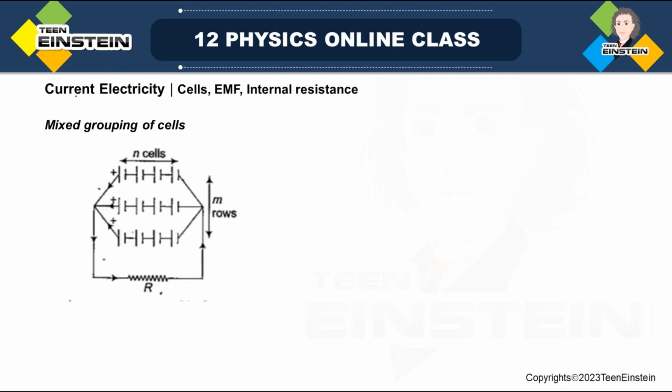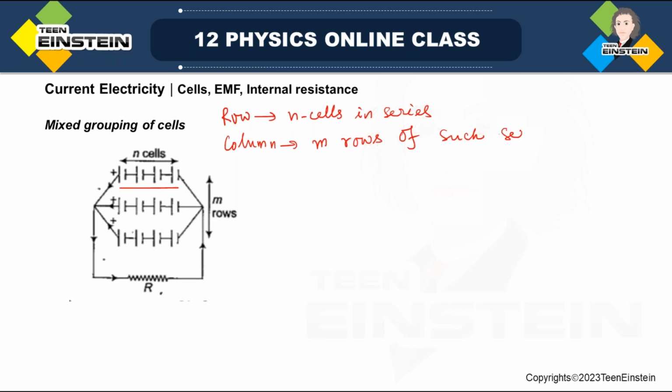So in case of mixed grouping, as you see, there are n cells in a row, n cells in series, and m such rows are there, m rows of such series of the cells.